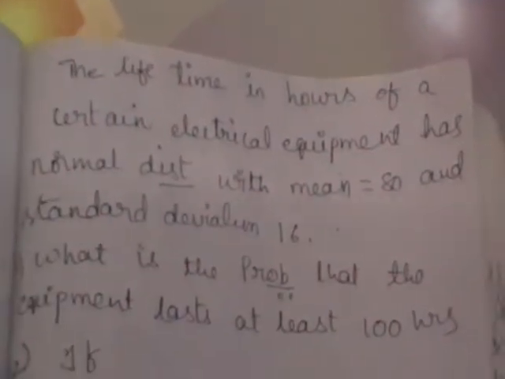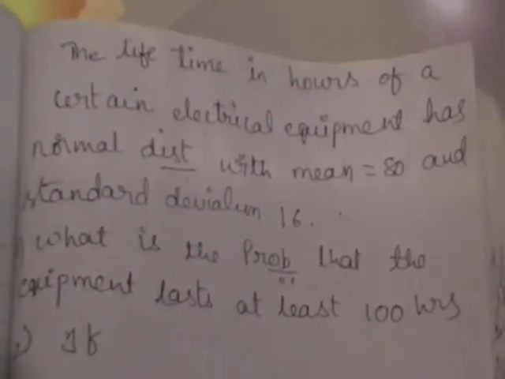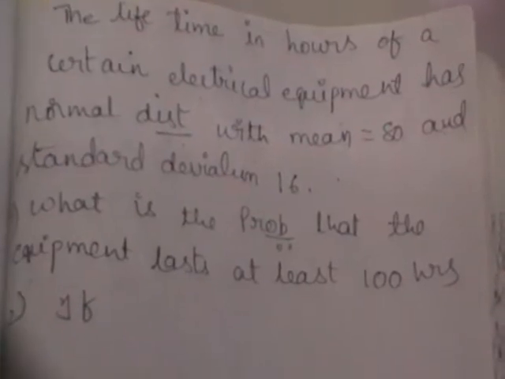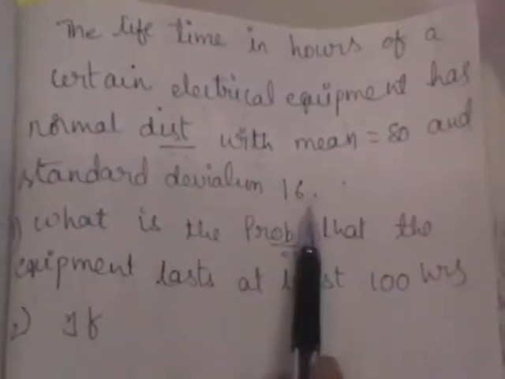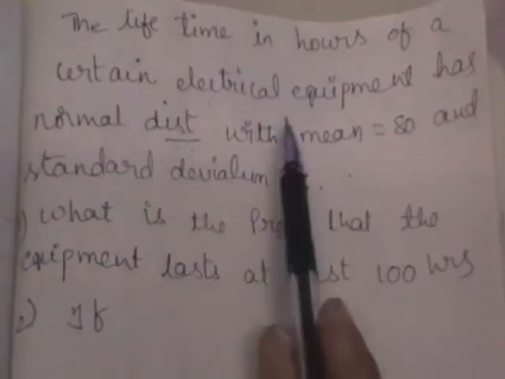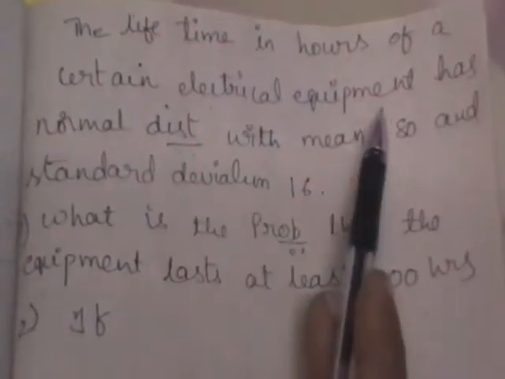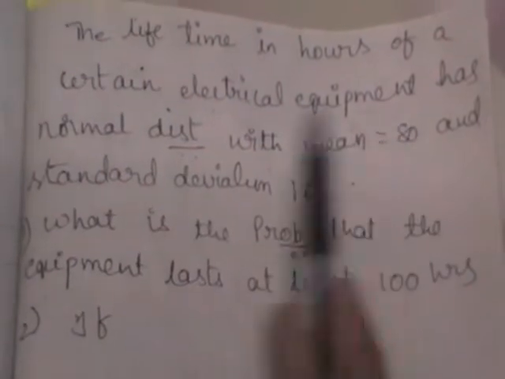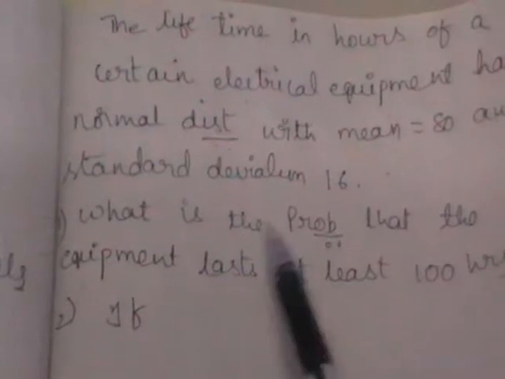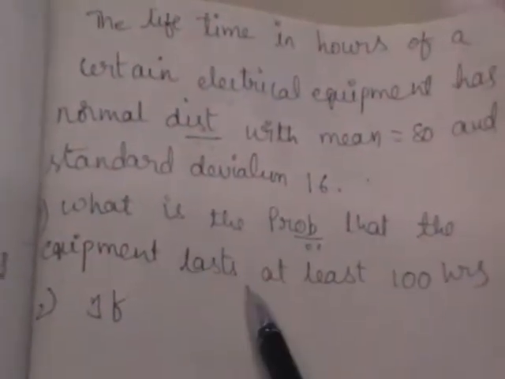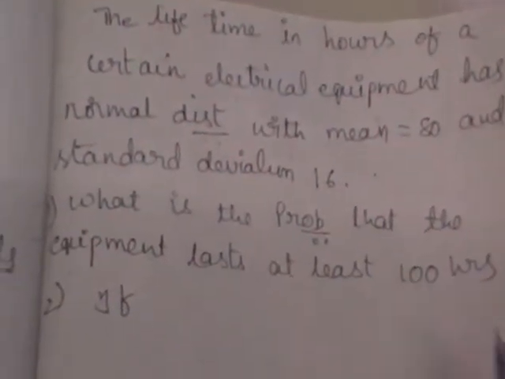The lifetime in hours of a certain electrical equipment has normal distribution with mean 80 and standard deviation 16. So here it is given that the lifetime of a certain electrical equipment has normal distribution. You need to find out what is the probability that the equipment lasts for at least 100 hours.